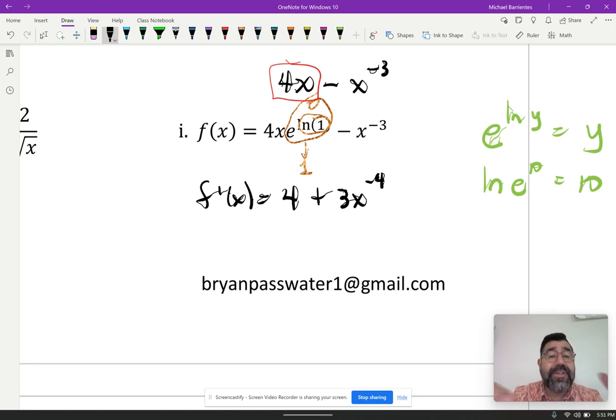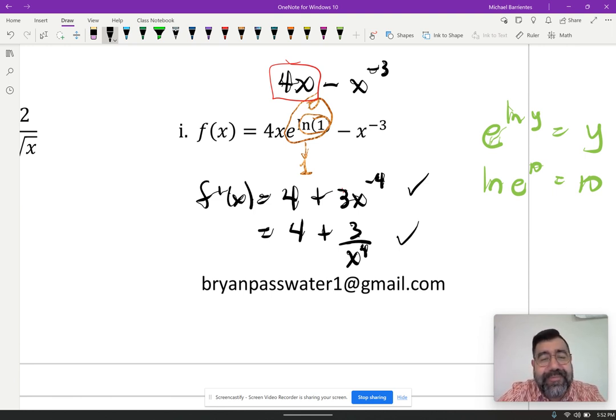Is this the answer? Most definitely. Is it simplified? Probably not to some standardized test people. So this could be rewritten as 3 over x to the fourth. And that would probably be on the multiple choice options.